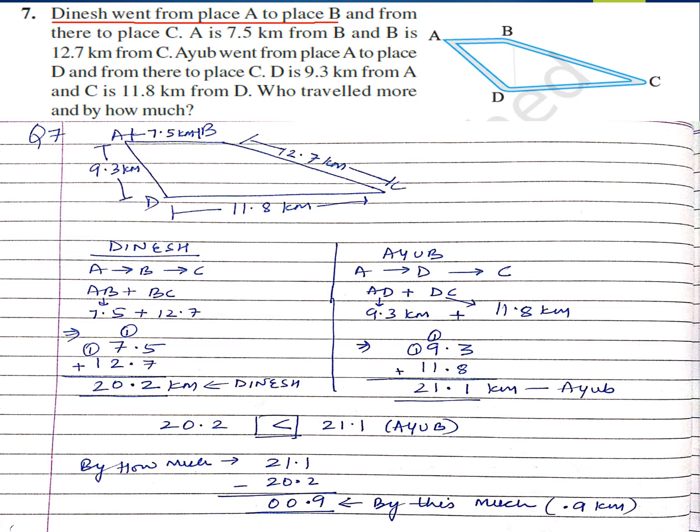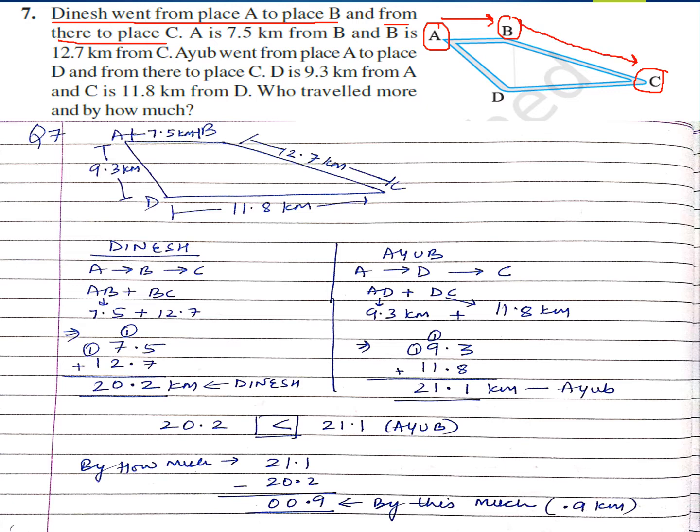Where is place A? It's here. And place B is here. From there to place C. From here to place C. Just read the question and try to understand with the figure. Nothing else. It's a very easy question. So this boy Dinesh went from A to B, then B to C.